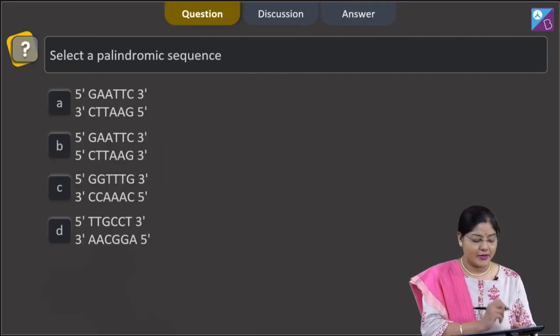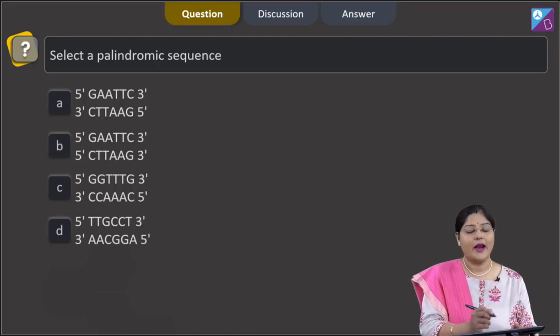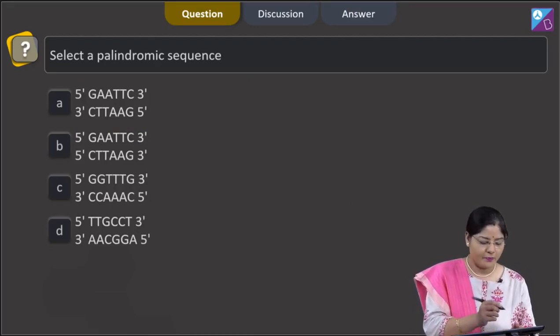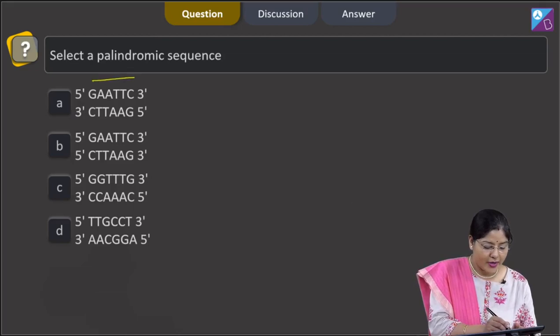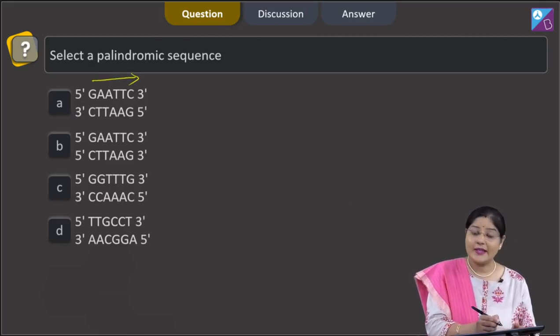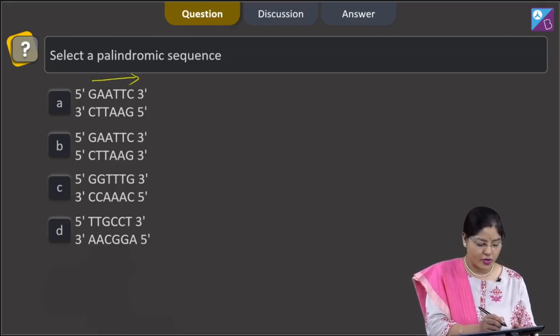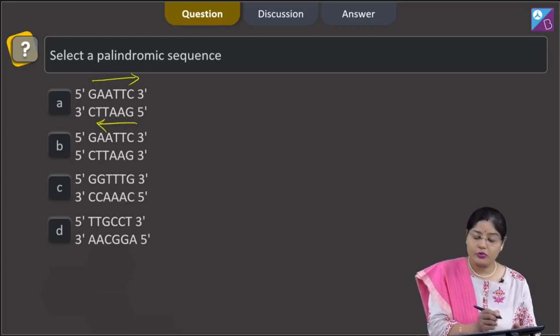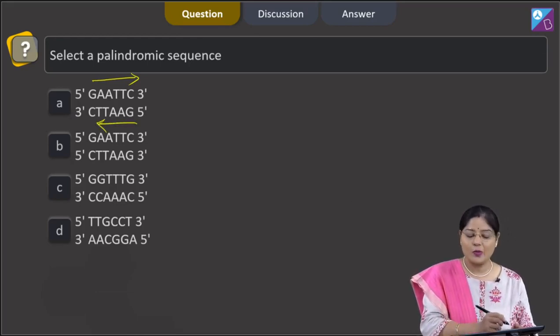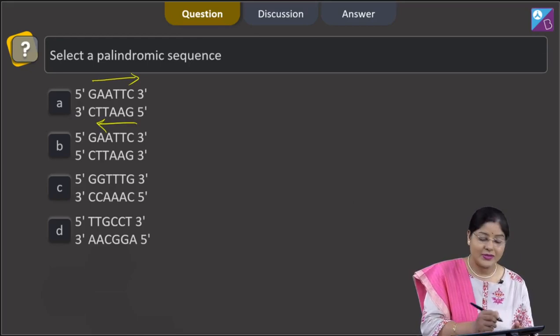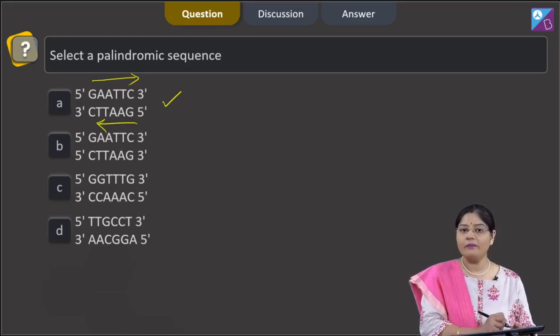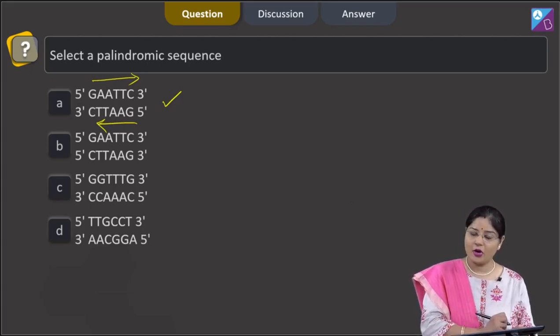Question states that select a palindromic sequence, and the options given are: first option, 5' to 3' direction, if we read GAATTC, and on the other strand also, if we read in the 5' to 3' direction, the reading sequence is GAATTC. So, this is a palindrome. Palindrome in a DNA means when base pairs read the same on both the strands when orientation of reading is kept the same. Let us see other options also.